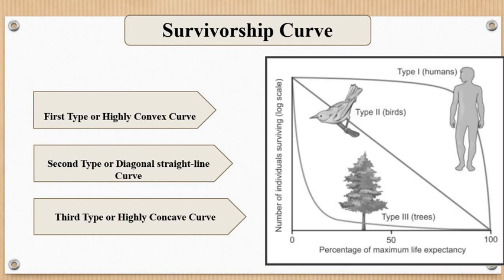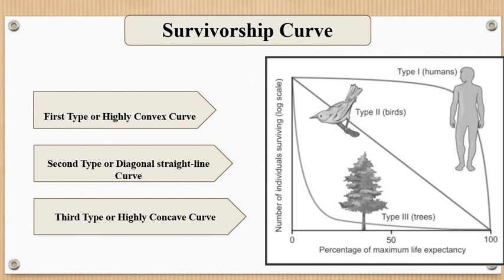Now let's move ahead and see the next curve, that is the diagonal curve, right? The diagonal curve, or second type of curve, is characterized by age specific constant survivorship, in which the rate of mortality is nearly constant at all ages of a population. The rate of mortality is constant at all ages, and there is a uniform decrease in the number of individuals, right?